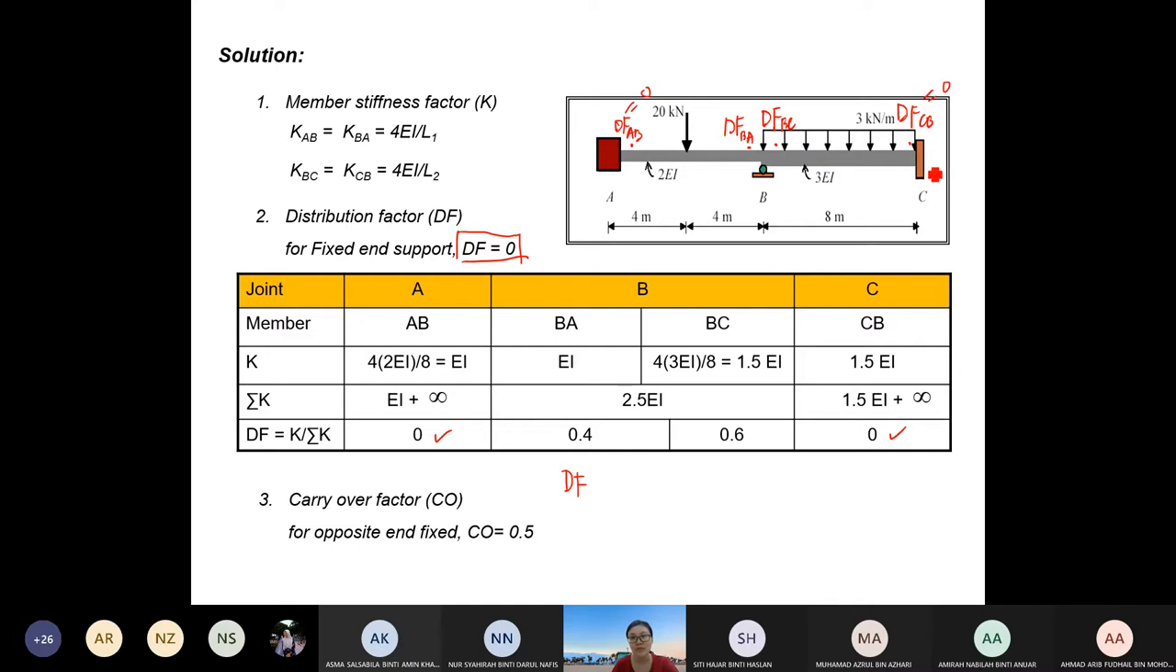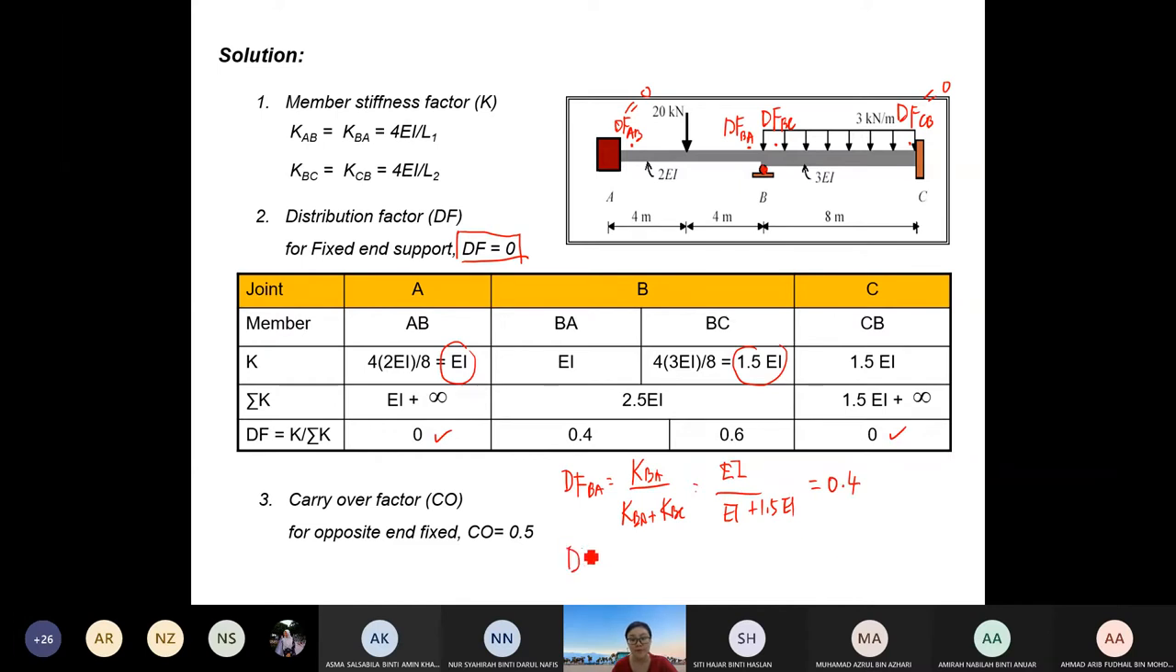CB is equal to 0 because of the fixed end. So now we just need to determine this for BA and BC. For BA, the formula is KBA divided by the joint KB. KB has two members that connect to it, so it is member BA plus member BC. We determined earlier that for BC it is 1.5 EI. So DFBA will be equal to EI divided by EI plus 1.5 EI. If you want to do it in equation form, you get 0.4 here.